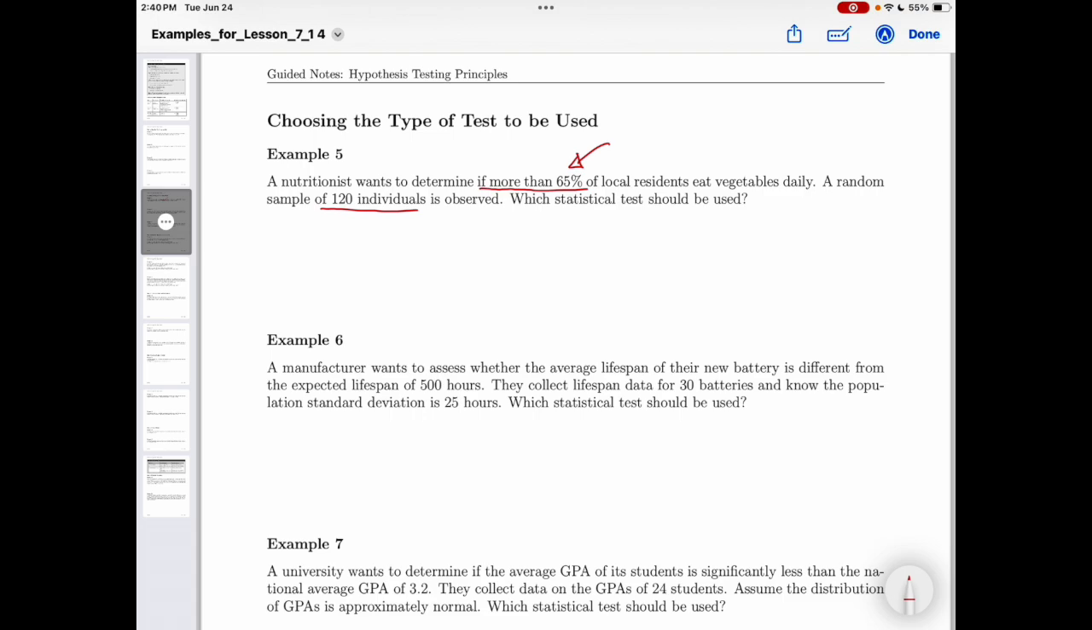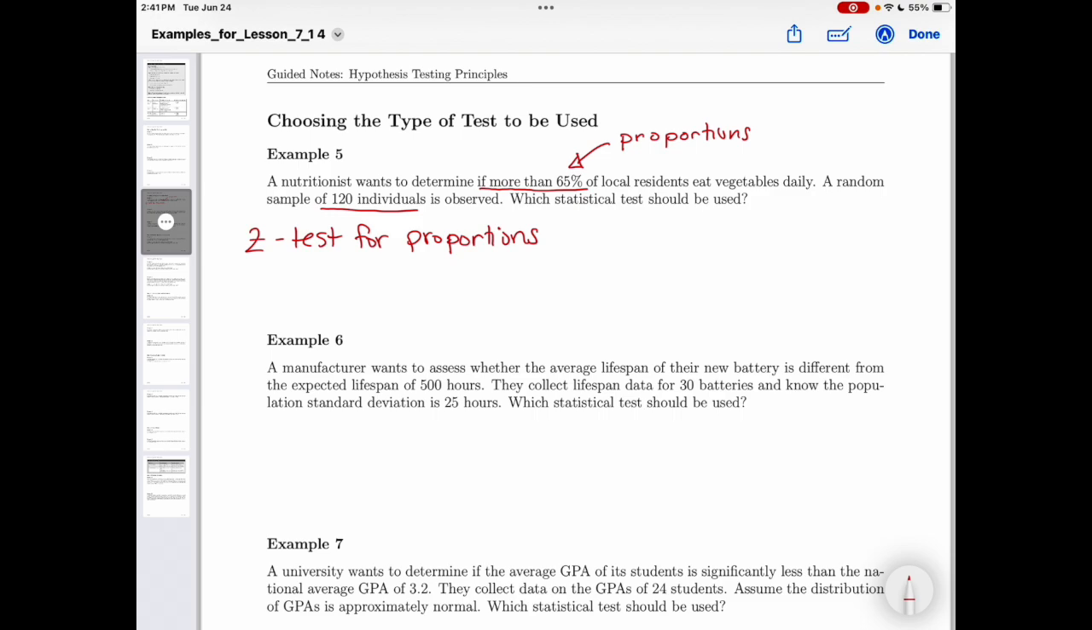Because we're talking about a percentage, this is another way to say we're talking about proportion. So the only test that we have for proportions is the z-test for proportions. So we just need to make sure that the conditions are met to be able to use a z-test.